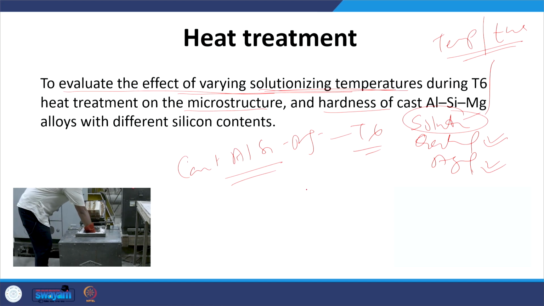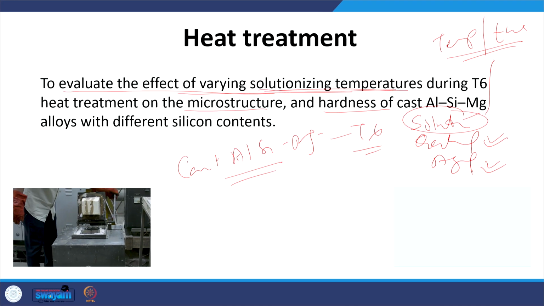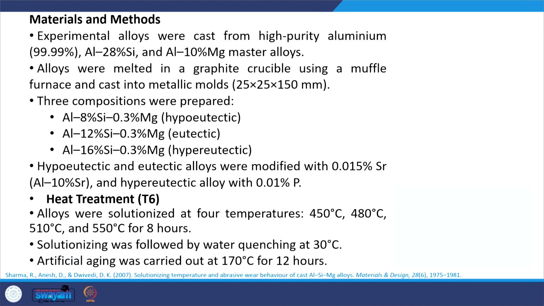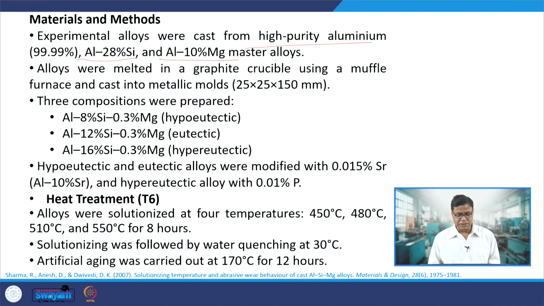So, three types of cast aluminum-silicon alloys will be taken to see the effectiveness of the solutionizing temperature. As far as the materials and methods are concerned, we have to use suitable master alloys, pure aluminum, and master alloys of aluminum-magnesium and aluminum-silicon. In proper proportions these are mixed and then melted in a suitable graphite crucible with the help of a furnace, and then the casting is made using a metallic mold of this size.